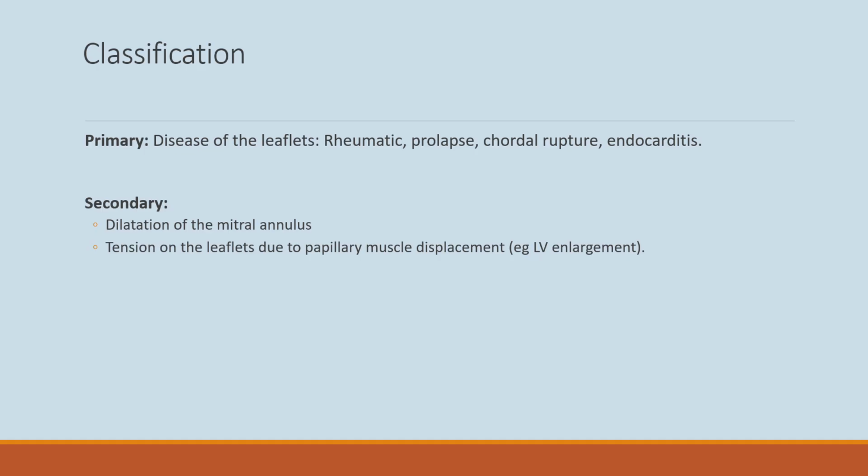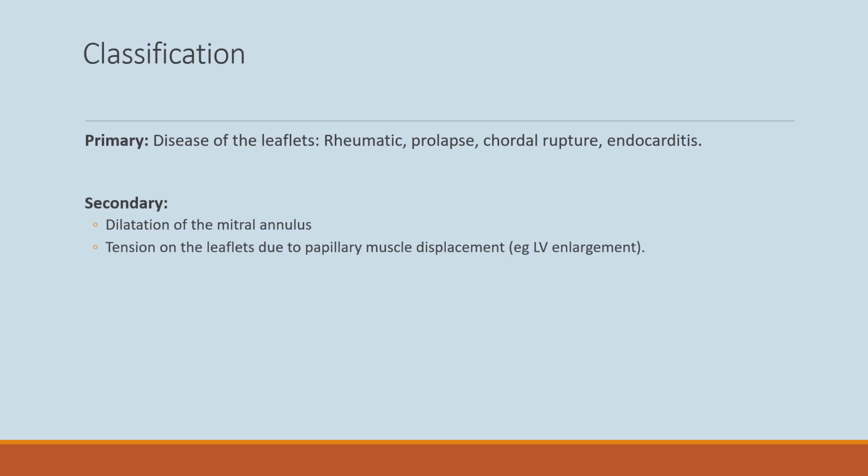So we have two broad categories of classification of mitral regurgitation. Primary is when there's a disease of the leaflets themselves. For example, rheumatic fever. We're going to talk about mitral valve prolapse. We're going to talk about chordal rupture, which occurs with mitral valve prolapse, and endocarditis, as we said, when bacteria infect the valve and eat it up.